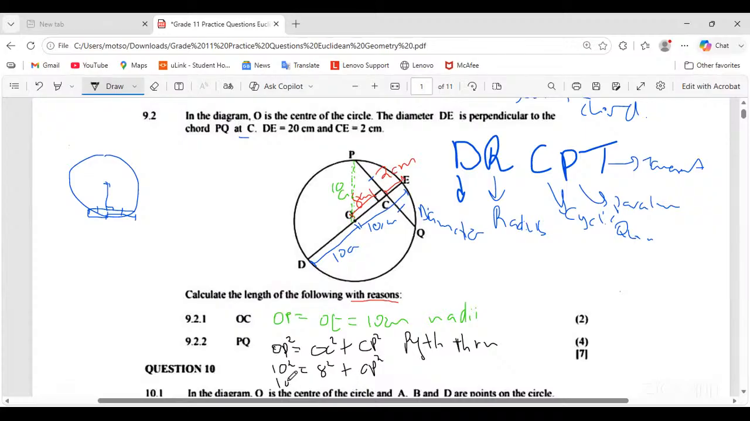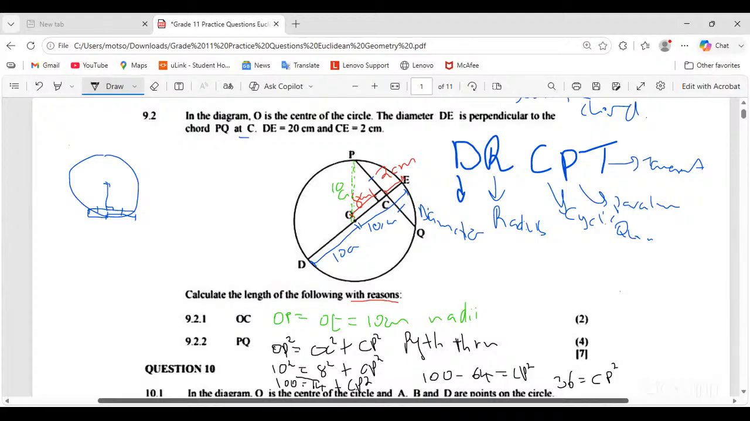And then now 10 squared is 100. 8 squared is equal to 64, plus CP squared. Now here you do your beautiful algebra. We are making CP subject of formula. We are going to take this 64 to that side because it was positive. Now it is going to be negative to that side. 100 minus the 64 is equal to CP squared, right? 100 minus 64 gives me 36 is equal to CP squared.